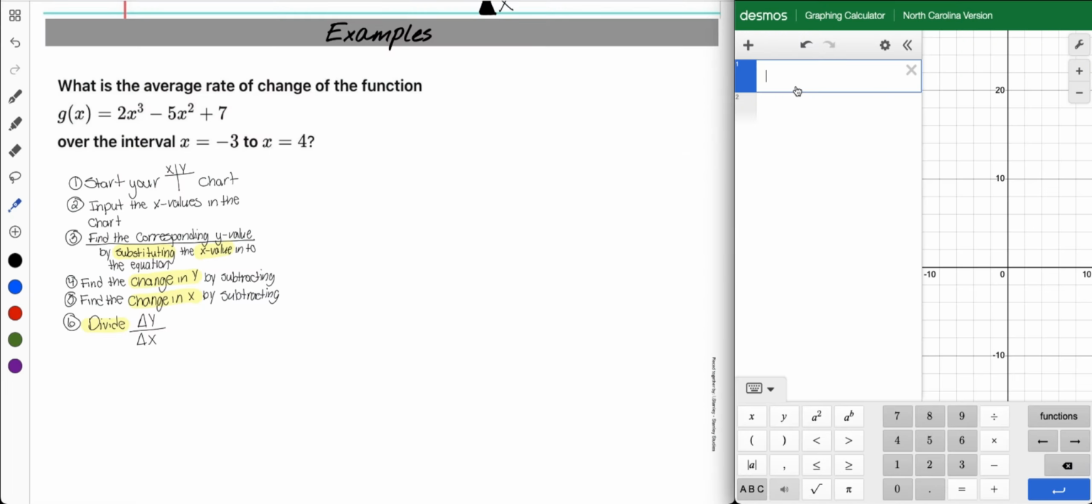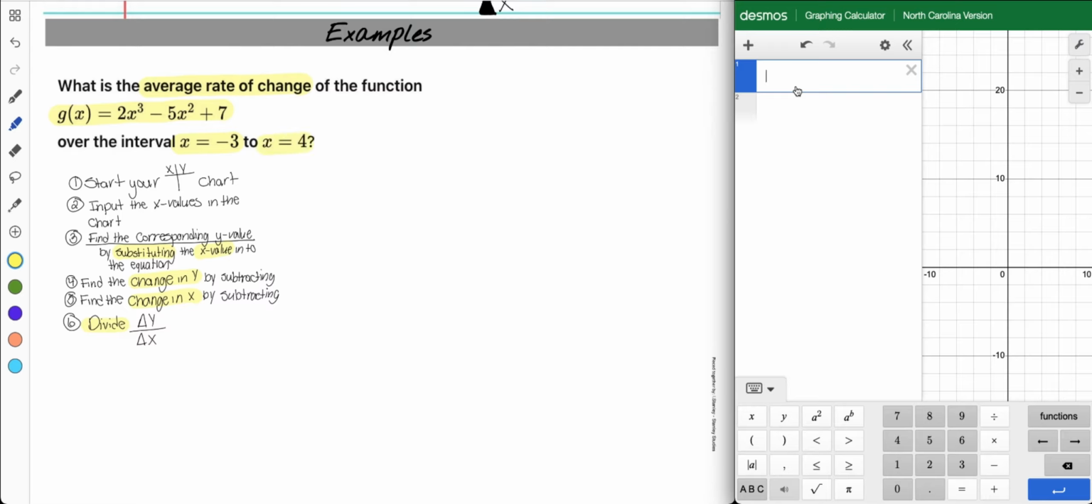All right, so in our first example, it says, what is the average rate of change of the function g of x is equal to 2x to the third minus 5x squared plus 7 over the interval, which is x is equal to -3 to x is equal to 4. Now, if we look at that in our important things, we know we're looking for average rate of change using this equation for the interval x is at -3 and x is at 4.